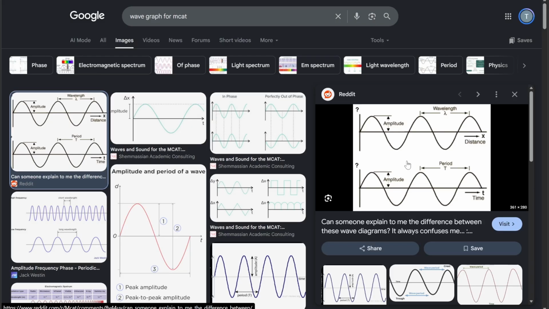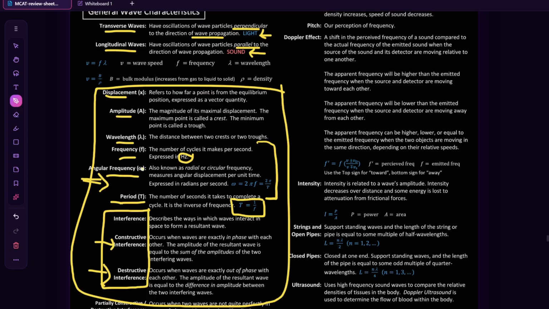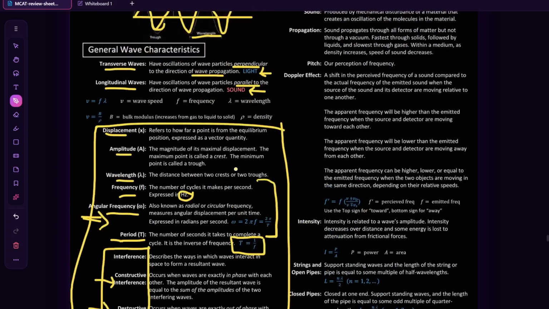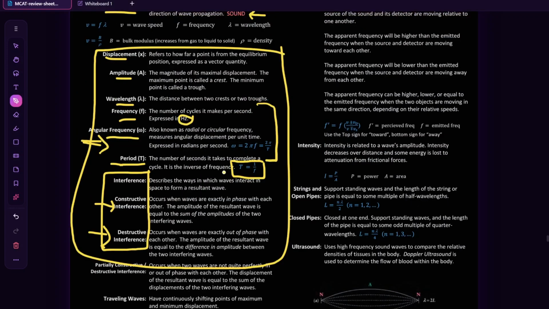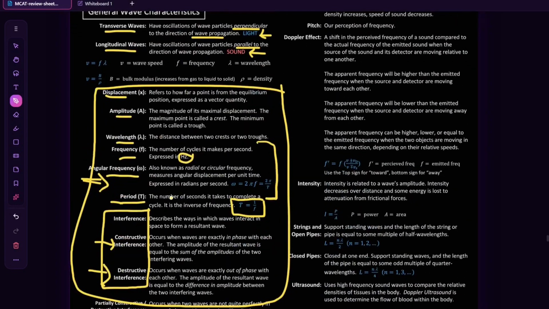So if something has a high frequency, then it's cycling very often, right? And then each individual cycle then must take a very short amount of time, giving it a short period. So period and frequencies are always opposite. All right, so now we can go into constructive and deconstructive.